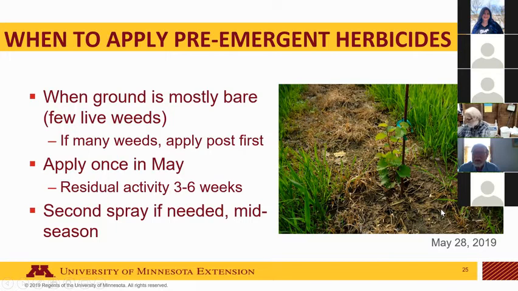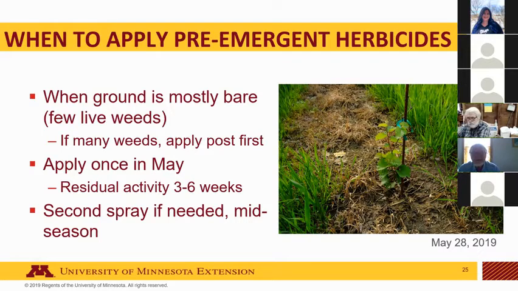The reason why it's important to wait until that ground is bare is because pre-emergent herbicides are going to be a lot more effective if they have good contact with the soil. If you have a lot of other grass or weeds in the way, a lot of that product is just going to end up on the existing weeds and not get to the soil, and it's not going to do much of anything.